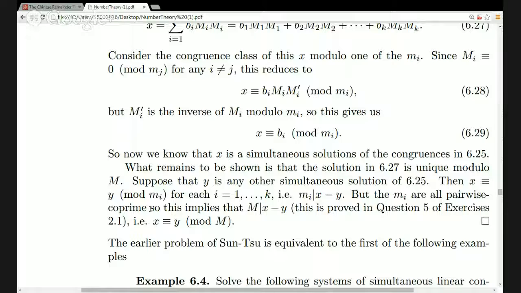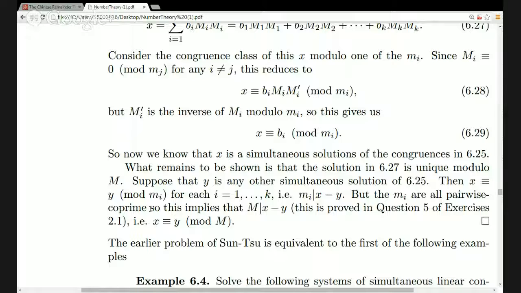But being congruent modulo mi means that little mi divides the difference. But crucially now, these little mi are all pairwise co-prime. So here's a single number, x minus y. And here we're pointing at a bunch of numbers that divide x minus y. In particular, the little mi's are all pairwise co-prime. So if we know that each of them individually divides x minus y, that means we know that the product of them all also divides x minus y.